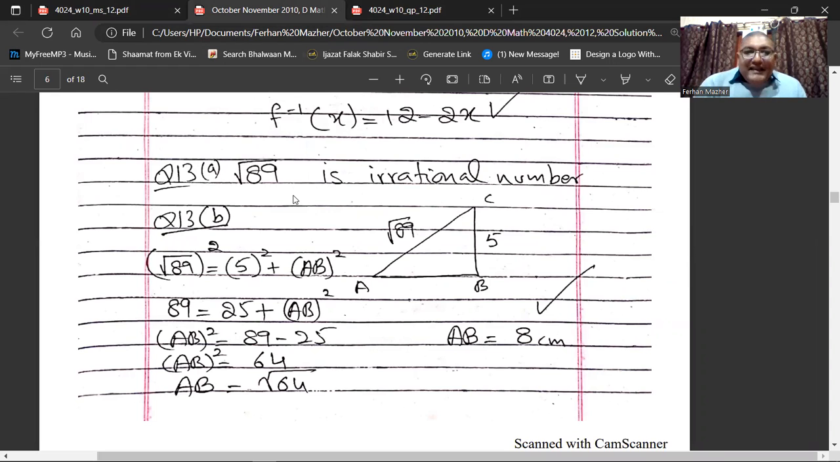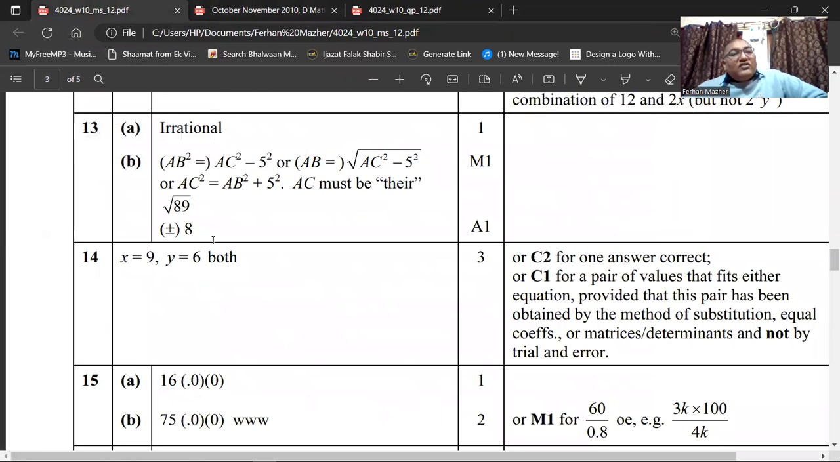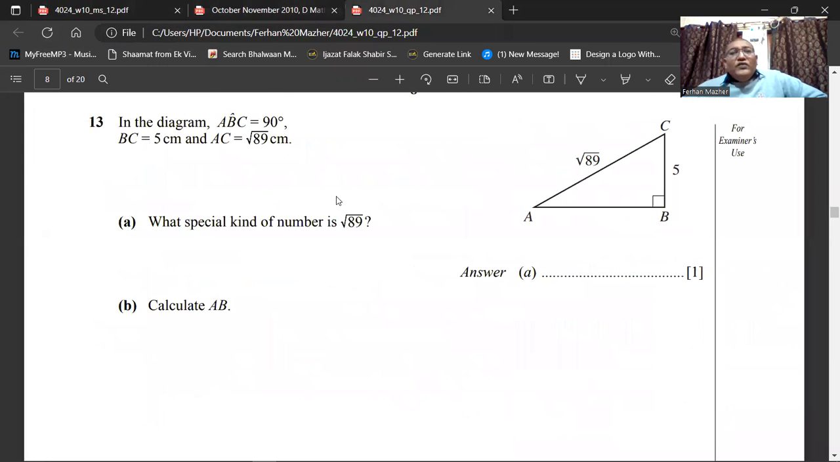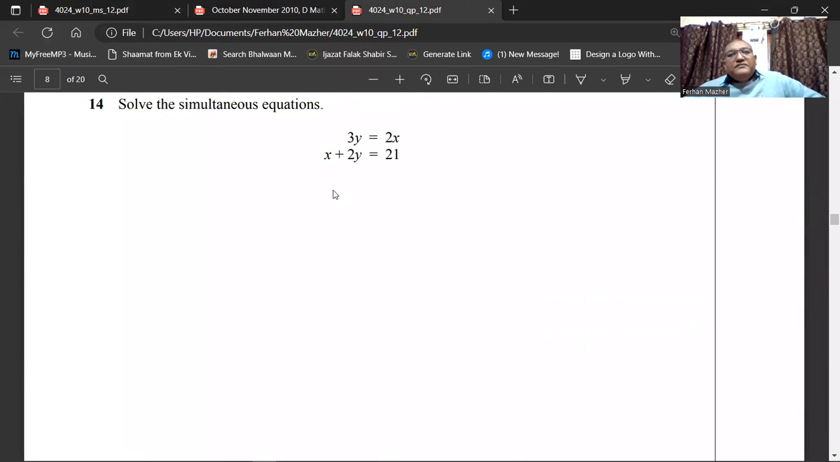So you will get 89 equals 25 plus AB square. So AB square will be equal to 89 minus 25. So AB square will be 64. Then take the square root on both sides. So you will have AB equals square root of 64, and AB will be equal to 8 centimeters. So question number 13 part B, 8 centimeters is our answer. So that answer is right. Hopefully you understand.